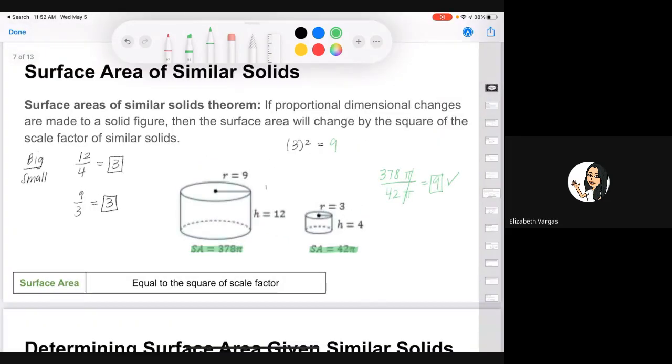And so it is true that my surface area is going to change by the square of my scale factor. Again, I can find scale factor by comparing my parts. And then I can find my surface area scale factor by either taking both of those surface areas, comparing them to each other and finding the ratio between them, or what I could simply do is just square my scale factor according to this theorem. Questions?